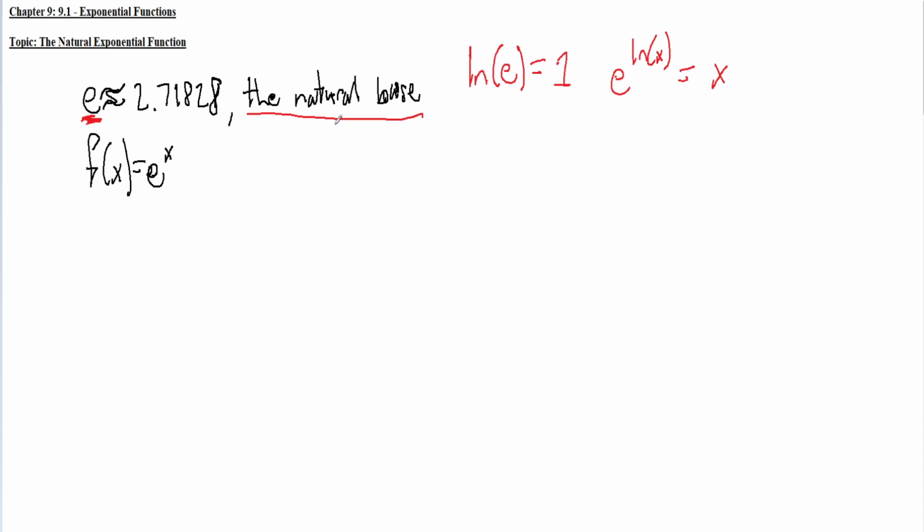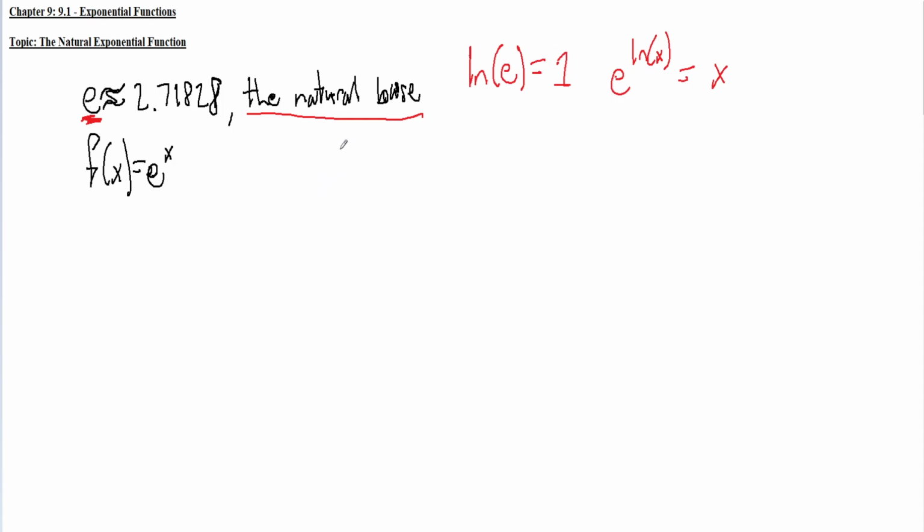And not only that, but the natural base e here is also really important and really common in statistics and physics, pretty much anywhere that you can think of. It's very commonly used in modeling exponential models. So what we have here is the function f of x equal to e to the x, okay? And what we want to do is graph this.